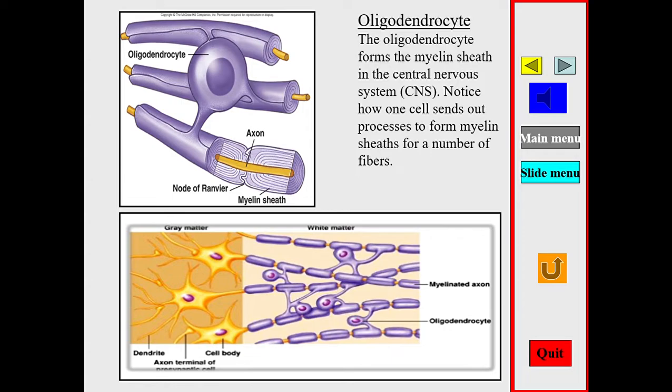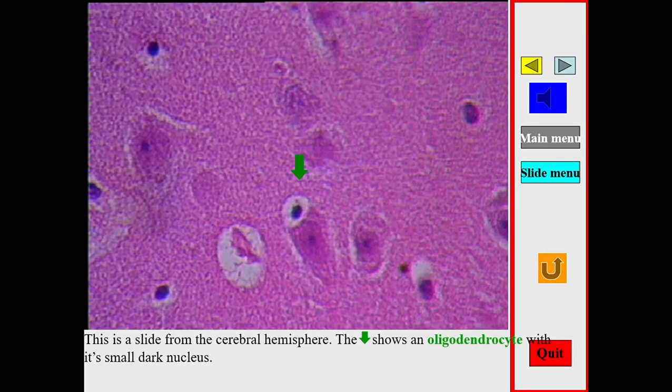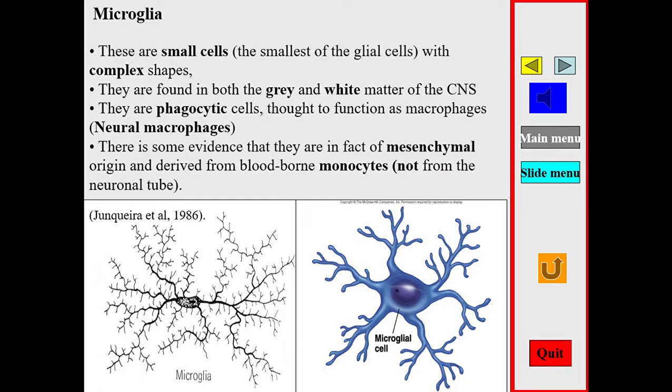Both the Schwann cell and the oligodendrocytes can form myelin sheath. The Schwann cell forms myelin sheath within the peripheral nervous system, while the oligodendrocytes form myelin sheath within the central nervous system. Oligodendrocytes can send their processes to form the myelin sheath around many axons via their processes, while the Schwann cell within the peripheral nervous system can only form a single internodal segment. This is under the microscope. This is an oligodendrocyte which forms the myelin within the central nervous system.